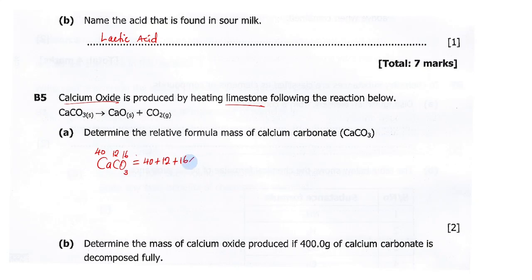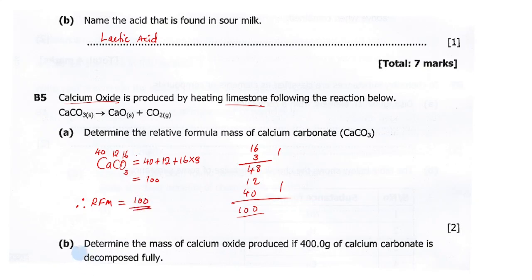So we'll say 16 times 3. 16 times 3 is 48. Then I'll add 12, then I'll also add 40. 8 plus 2 is 0, carry 1; 4 plus 1 plus 4 is 9; and then 10. So it will be 100. Therefore the relative formula mass is equal to 100.